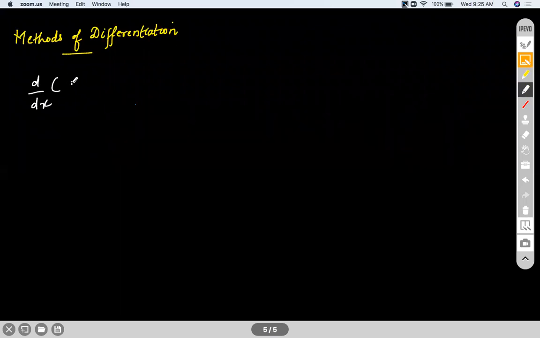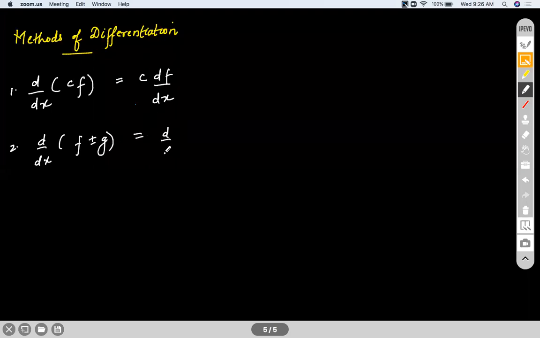So now we'll move on to the methods of differentiation. This is something which you have already known, so I'll be slightly faster and we'll focus more on problem solving. The first method is when you have a function multiplied by a constant, let's say c, and f is a function, then it is just c into the derivative of the function. Second, when you have a sum or difference of two or more functions and you're differentiating the result, it is as good as finding the sum or difference of their respective derivatives. This rule you must be aware of.